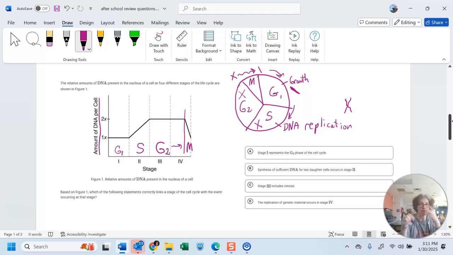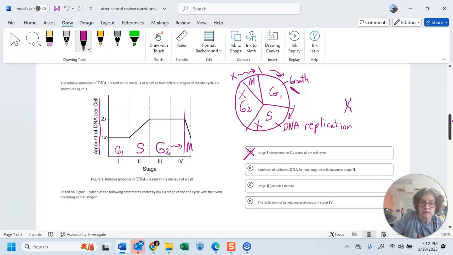Okay. All right, so now knowing that, based on figure 1, which of the following statements correctly links a stage of the cell cycle with the event occurring at that stage? You just need to pick the statement that matches what you just decided. So, A, stage 1 represents the G2 phase? No. It definitely represents the G1 stage. We know that's not right. It couldn't be G2 because G2, you have double DNA, and this says 1 time.